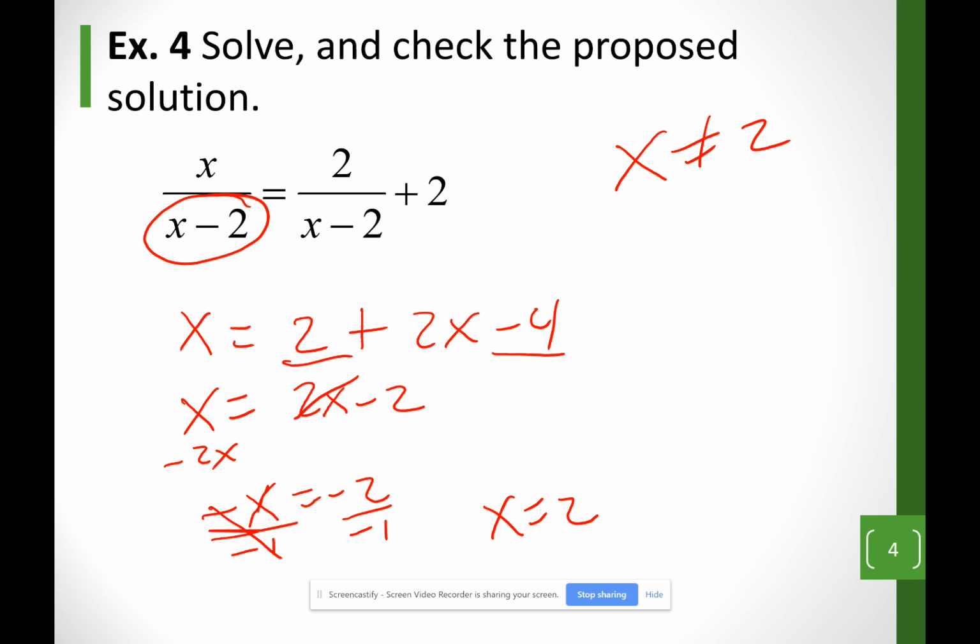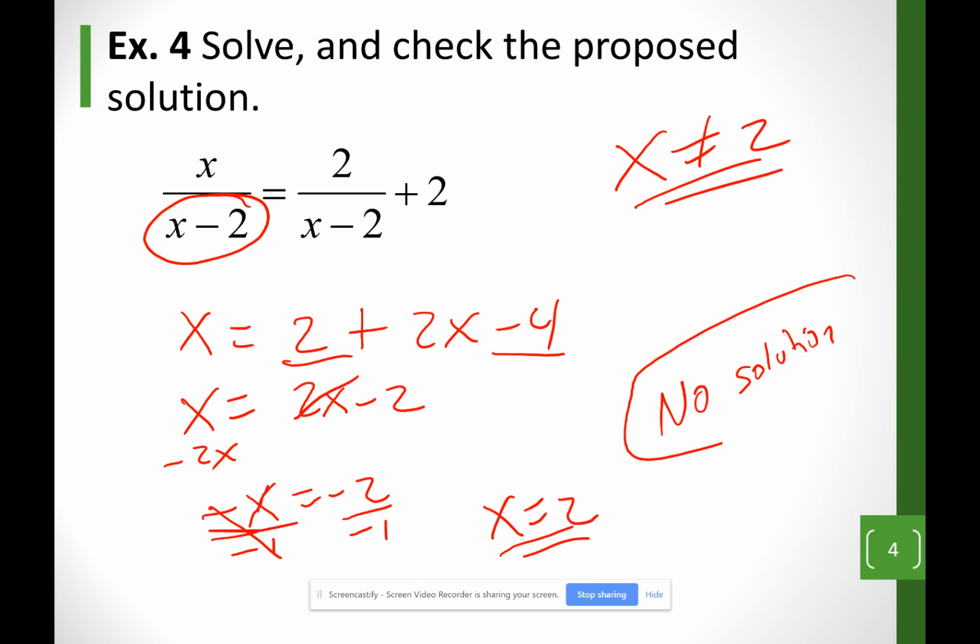As long as one of your solutions makes it a 0 at the bottom of a fraction, we cannot choose that solution. So it says x equals 2, but I cannot choose 2. So I'm going to say this thing has no solution. Once again, I know x equals 2, but at the same time, I know x cannot be 2. So there's no solution. Another way we write in my math lab to say there's no solution, we say the solution set is empty, which means there's no solution.